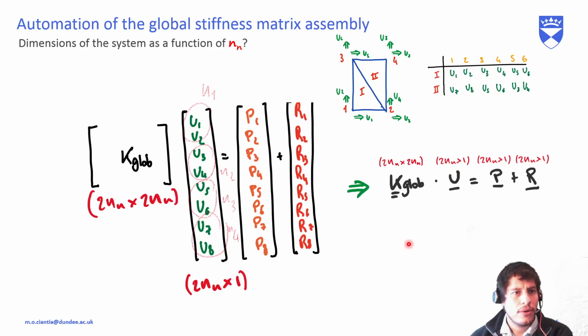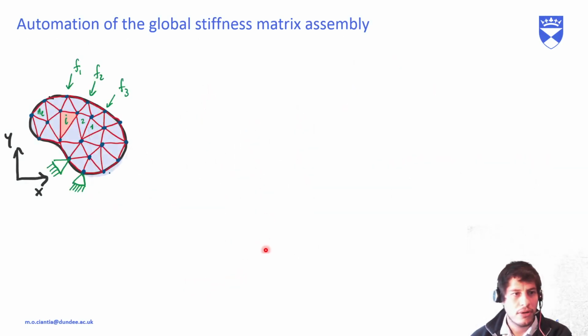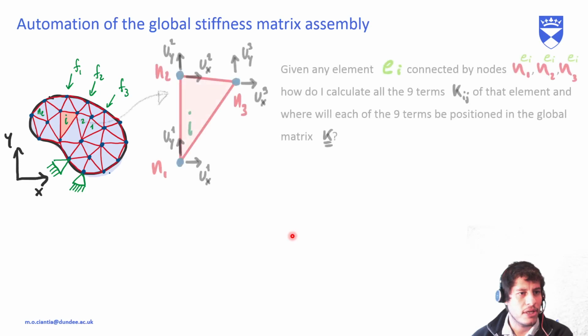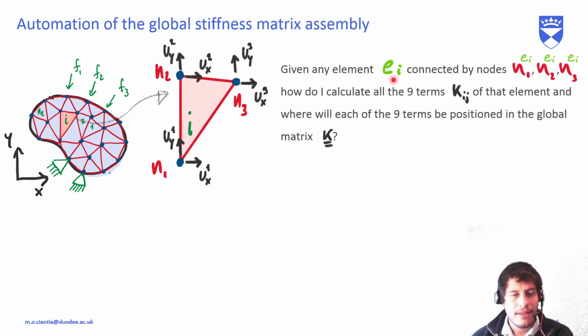Okay, so let's now consider the following. We have our generic finite element mesh, and we have element i. So given element Ei connected by nodes N1, N2, N3 of element Ei, how do I calculate the 9 terms of the Kij of the element? And where will each of these 9 terms be positioned in the global matrix K? Well, we learned this today, and I hope this will be clear. And then I will also show you how we do this in MATLAB, and you can find the MATLAB script just under here where you're watching the video.